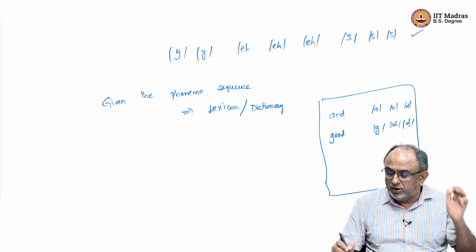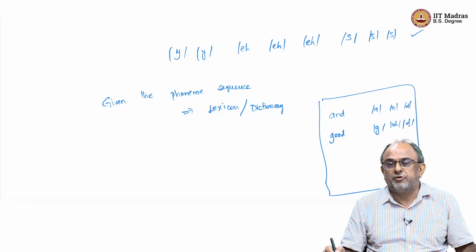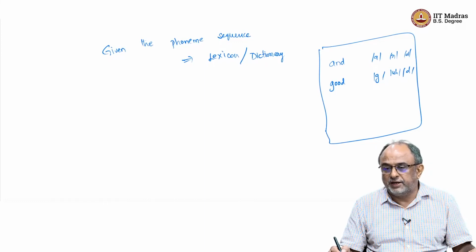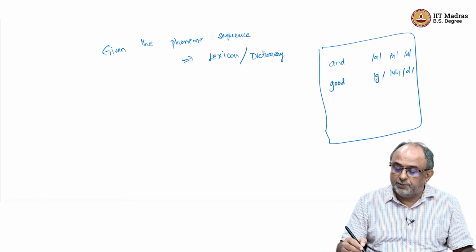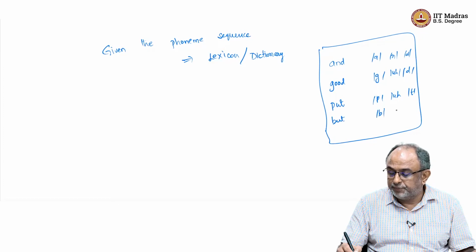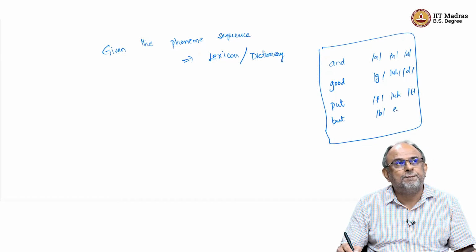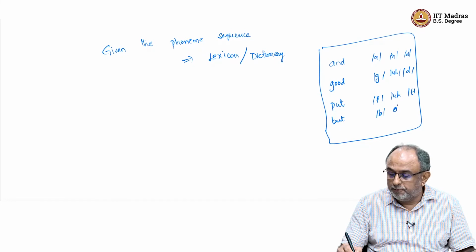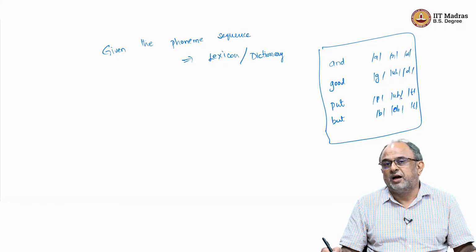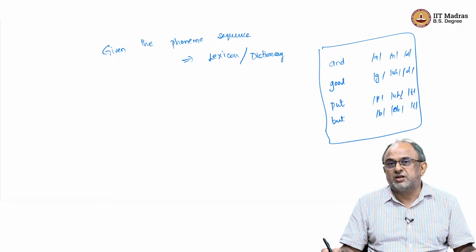All these are done once by expert phoneticians, and in English it's a little more complicated. As I said before, if I write "put", so this is the word put, p, u, t. But if I write "but", then it's b, uh, t. So the changes are there.